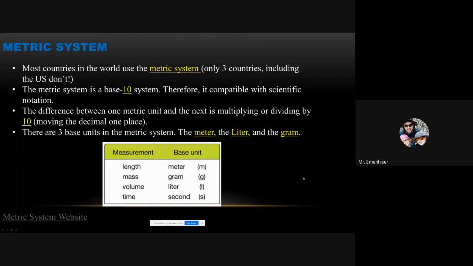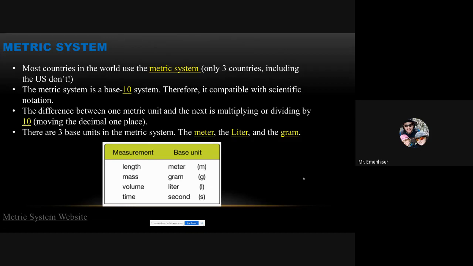Okay. So most countries in the world use the metric system. There's only 3 countries, including the US, that don't. All right, the metric system is a base 10 system. Therefore, it is compatible with scientific notation. So it's really nice. Okay, it's also used with our decimal system for numbers. Okay. The difference between one metric unit and the next is multiplying or dividing by 10, or moving the decimal place once, either to the right or to the left, whether you're multiplying or dividing. So if you move that decimal or multiply by 10, then you can get from one unit to the next. So that's why it's base 10. To get from one unit to the next, it's 10.